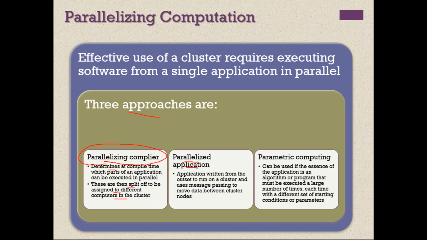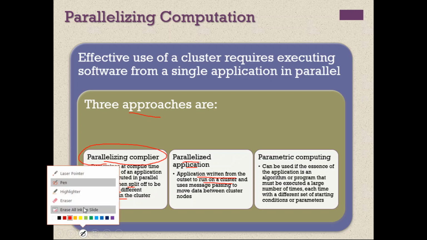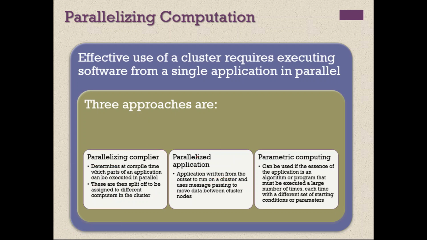The next is parallelized applications. In this case, it is not the job of the compiler. Rather, it is the job of the application. While writing the application itself, the programmer is aware that this program may run in the cluster model. So accordingly, the programmer will write the program, assuming how it should work in a cluster network. By default, the program has the ability to work in a cluster environment. That is what is called a parallelized application.